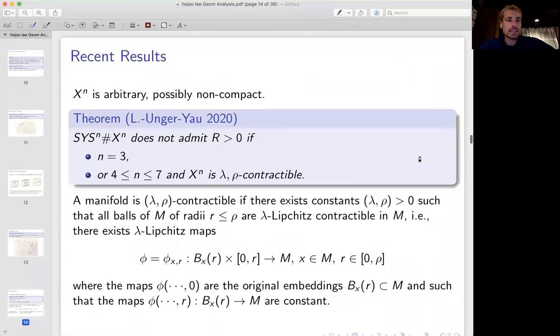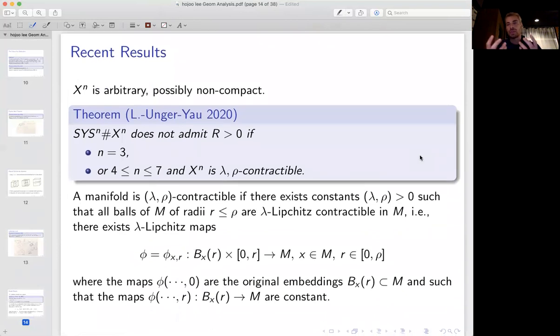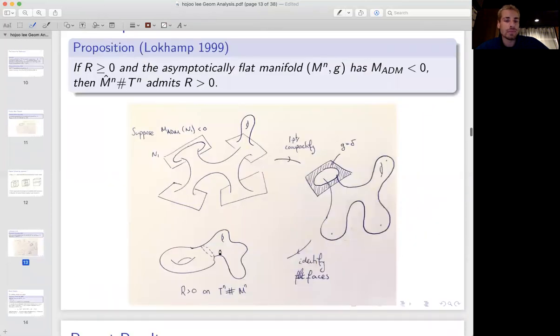But essentially, that's part of the interest in these results of proving things about connect sums with particular types of manifold. And in a little more detail, the result with Ryan and Yao is that if SYS connects sum with X, and X is now arbitrary and possibly non-compact, so not like in this setting where you have a compact manifold, but this factor here could be non-compact, and this factor here is now not just a torus, but an SYS manifold.